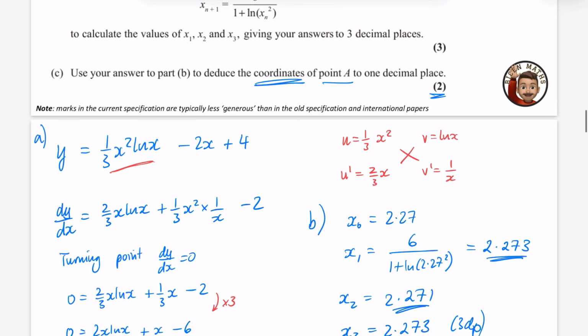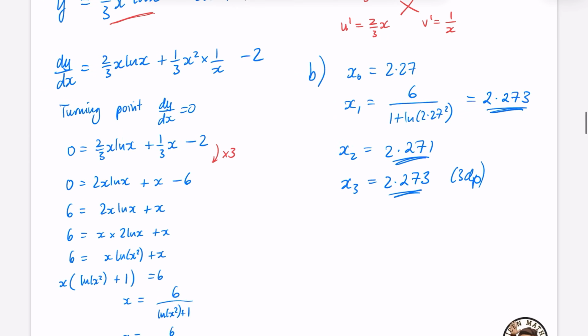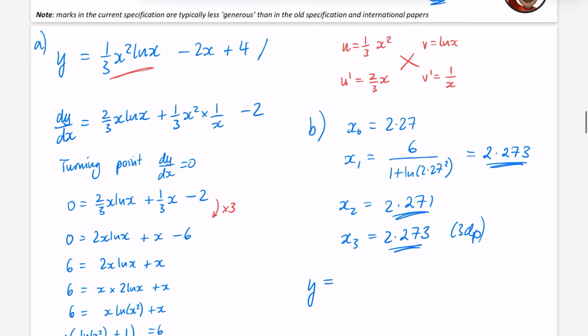That means we need to find the x coordinate and the y coordinate. Well, I think this is probably just going to be enough. I could keep pressing equals, but what I need to do is find out the y coordinate by getting it all substituted in to this equation. So I've got it stored in my calculator. I'm going to just type now with my new answer in: it is going to be a third multiplied by my answer squared multiplied by ln of the answer minus 2 of the answer plus 4.